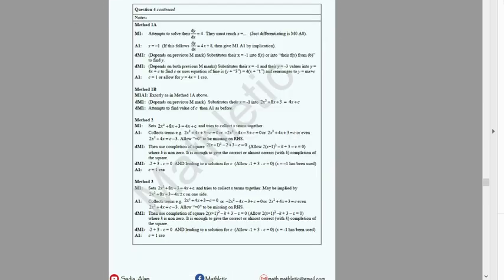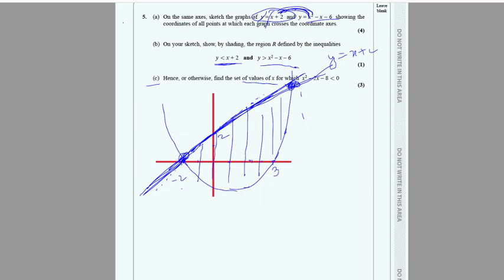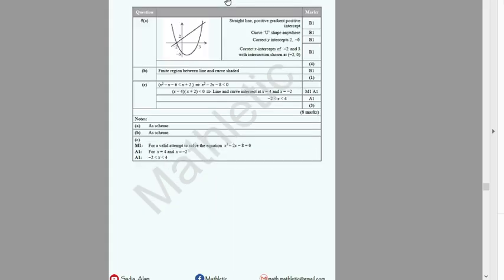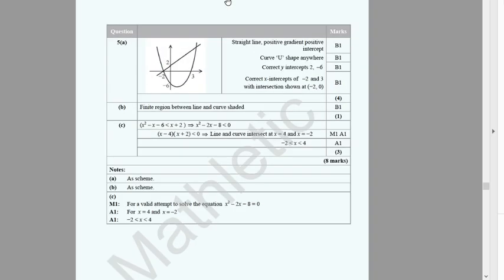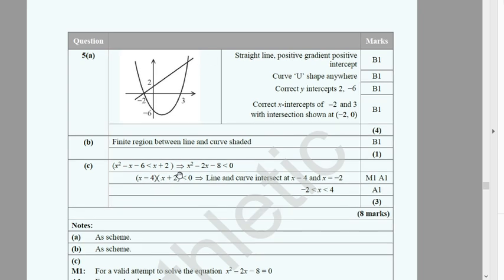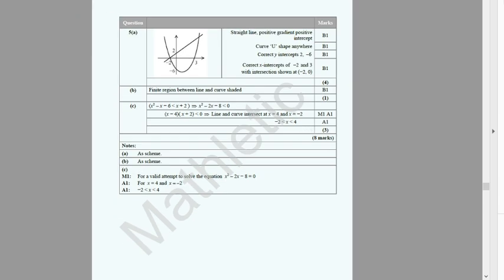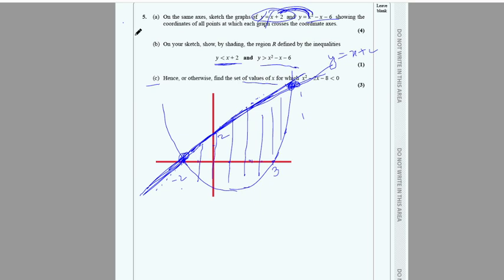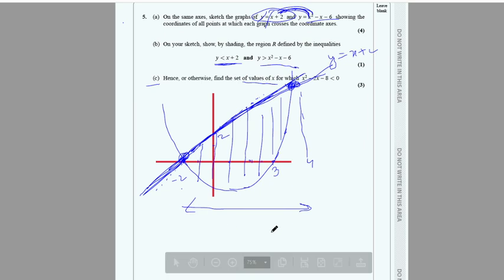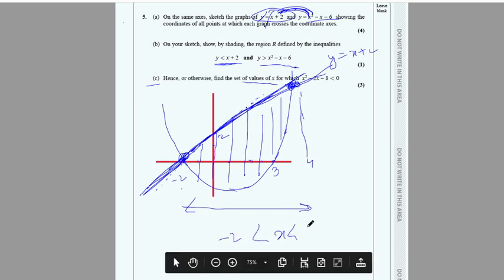So I'm solving number 5. So that cutting point, if you just equate and solve this, will be 4 and minus 2. So that point will be 4. So like I said, the shaded region is within this limit. So this is the range of values of x.